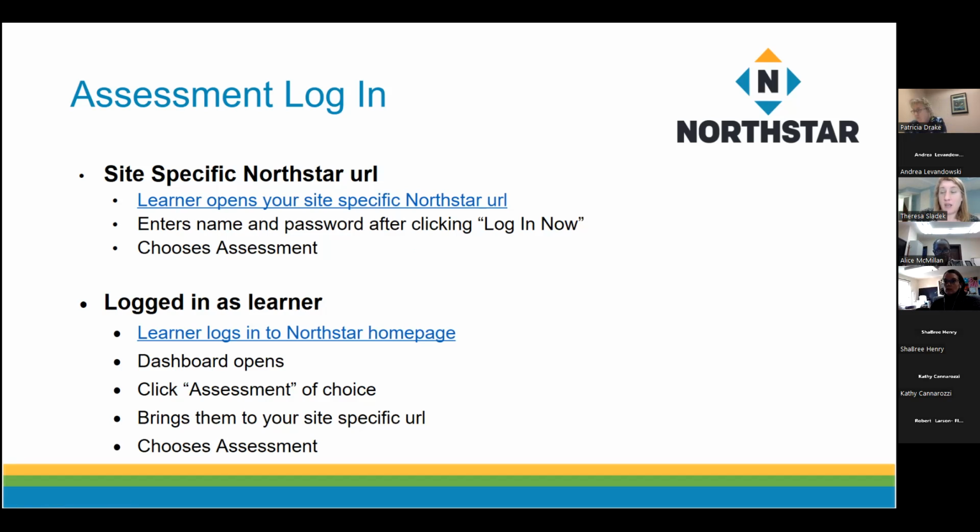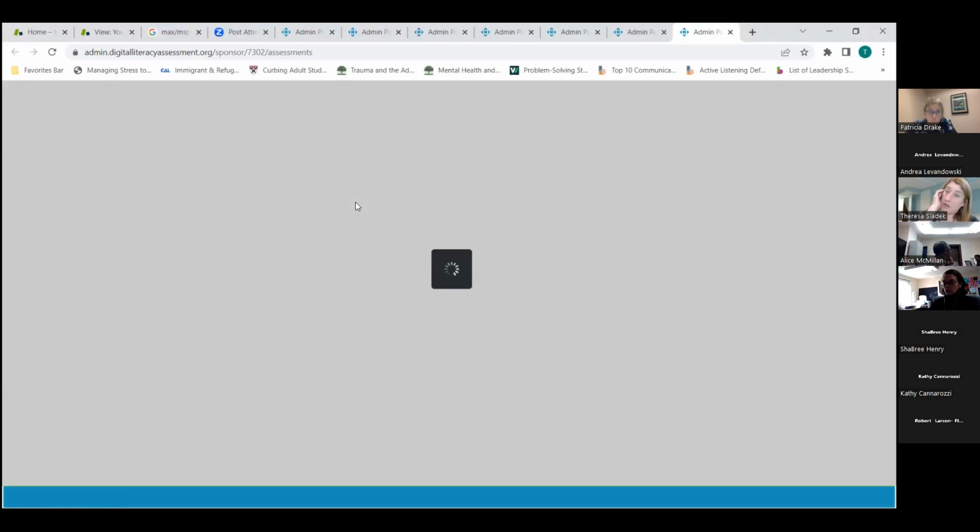And I would advise you to bookmark that URL on any computers in the library that people will be accessing Northstar with. You can put it as a link on your library webpage. It's a long, clunky URL, so you don't want people typing it in. So anywhere you can have links to it, the better. So you can find this URL in your admin portal.